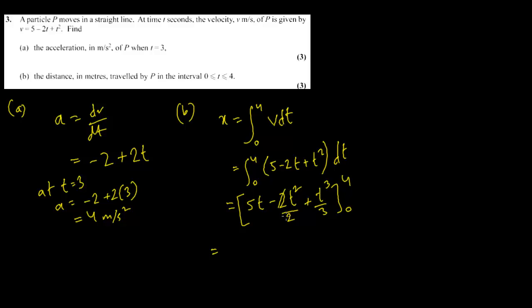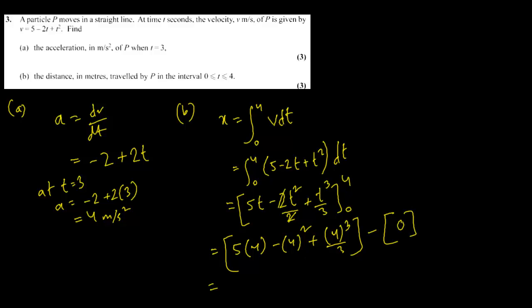Now let's simplify. Let's cancel this 2 off for simplicity. So let's put the value. The upper limit goes first. So 5 into 4 minus 4 squared plus 4 cubed divided by 3. That goes first, minus 0. Since everything is t, everything would be 0.